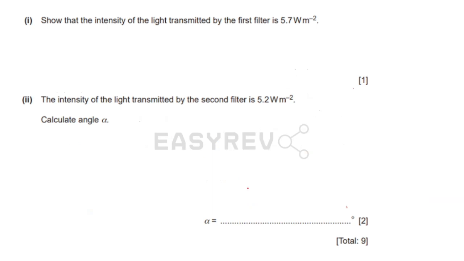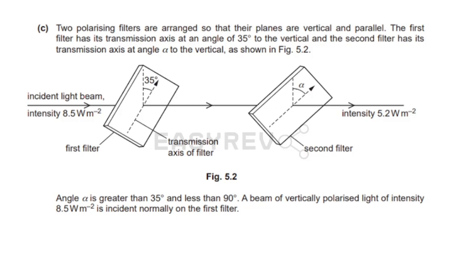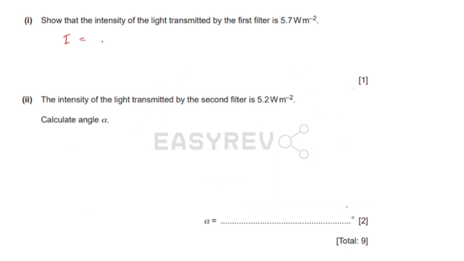Now let's move to the first part. Show that the intensity of the light transmitted by the first filter is 5.7 watt per meter square. Now this is quite straightforward because we know there's a formula that relates the incoming intensity, I'll call that I naught, with the outgoing intensity, I'll call that just I. And we can relate it with this angle between the vertical axis and the transmission axis. Let's call that angle theta. The formula is that the outgoing intensity I is the ingoing intensity I naught times cos square theta, where theta is that angle between the vertical axis and the transmission axis.